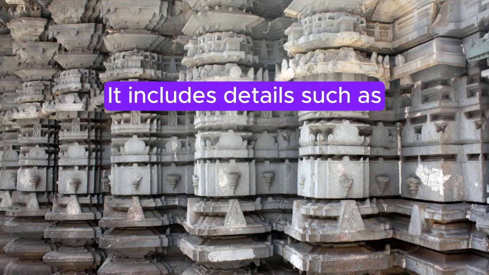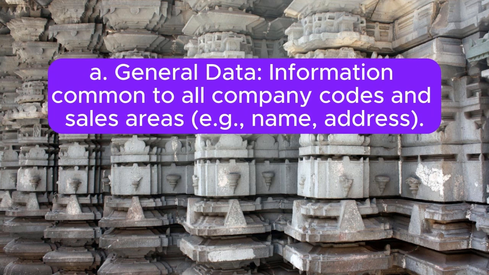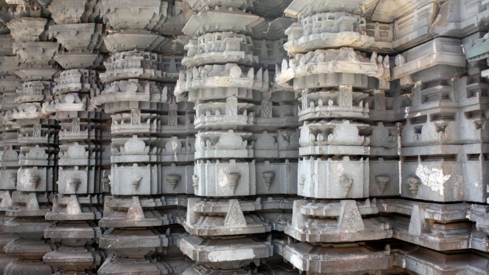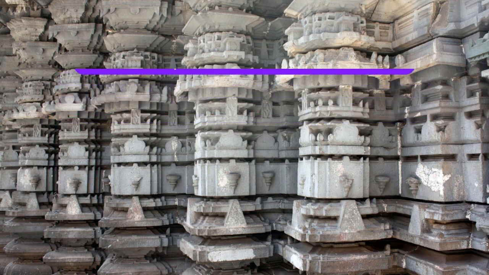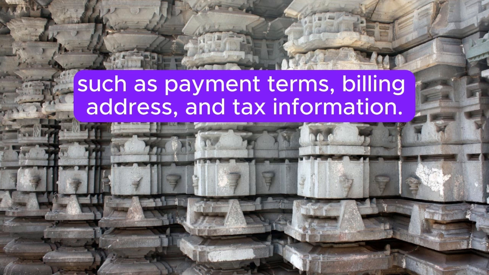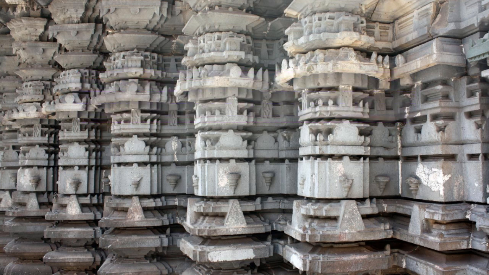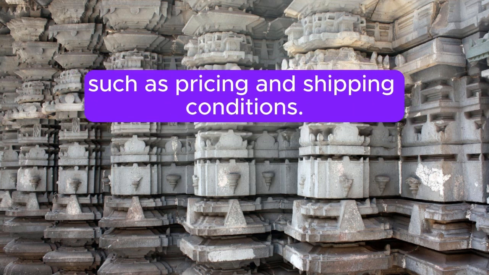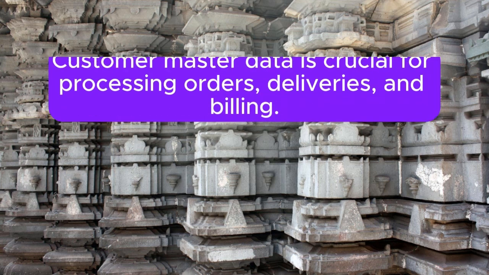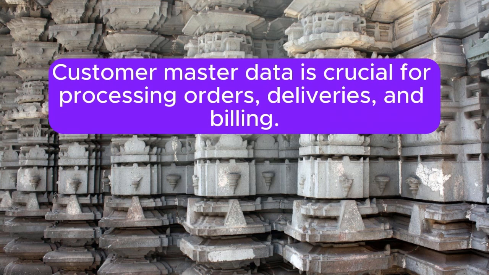It includes details such as: A. General data, information common to all company codes and sales areas, for example, name, address. B. Company code data, financial-related information, such as payment terms, billing address, and tax information. C. Sales area data, information specific to a particular sales organization, such as pricing and shipping conditions. Customer master data is crucial for processing orders, deliveries, and billing.